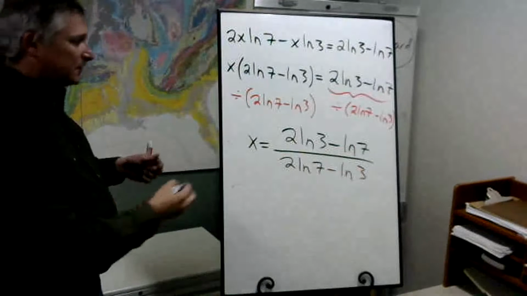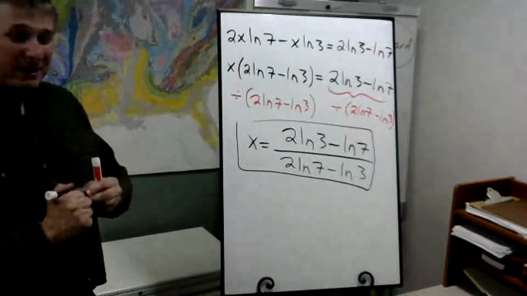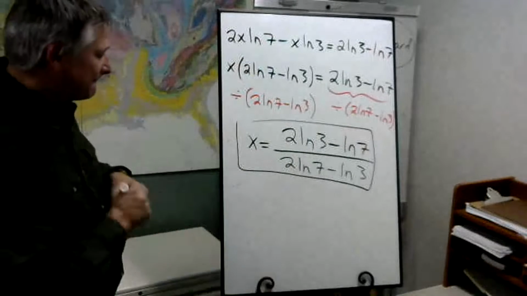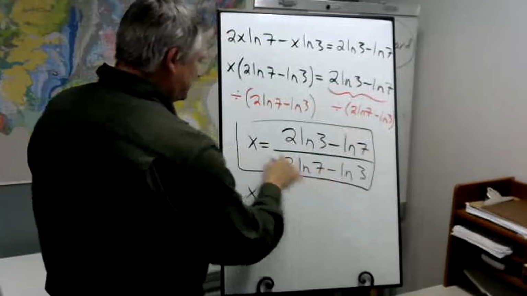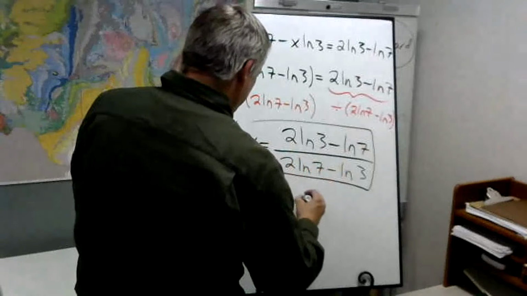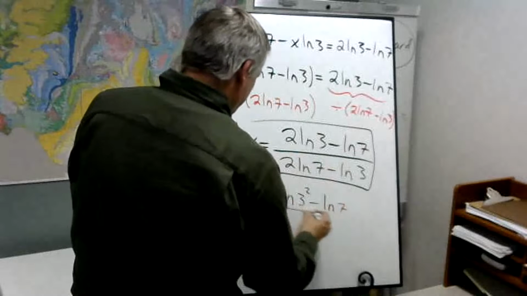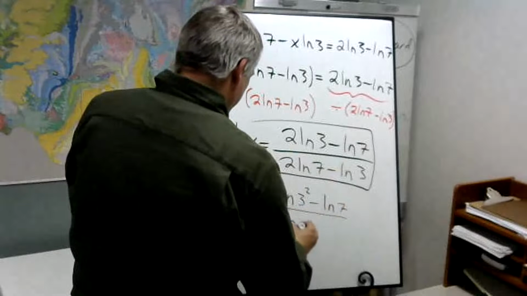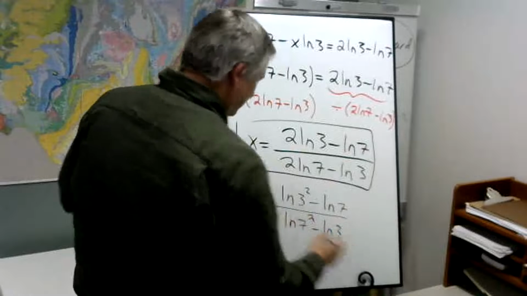And so this is a pretty good answer right here. We've got it. But we can tighten this up a little bit. Remember, these can act as exponents. So we'll get ln 3 squared minus ln 7 over ln 7 squared minus ln 3.